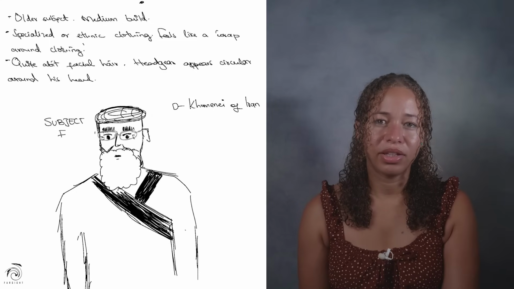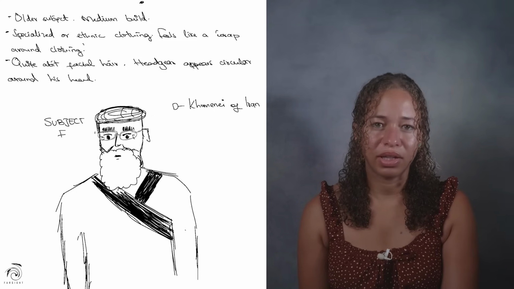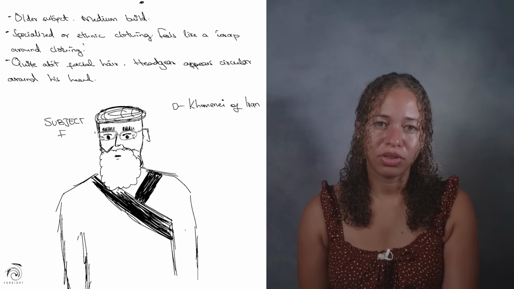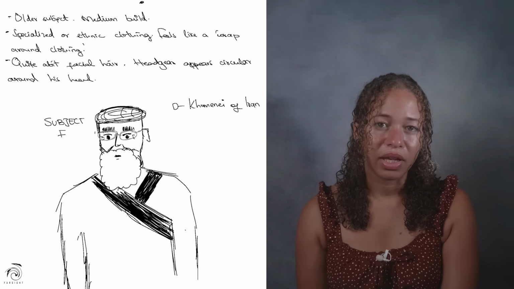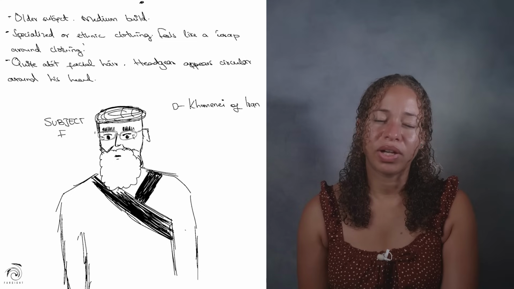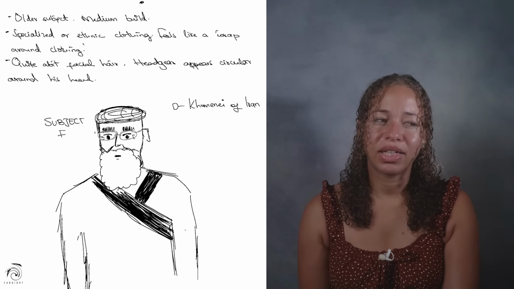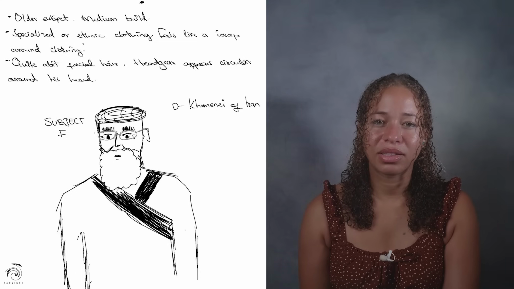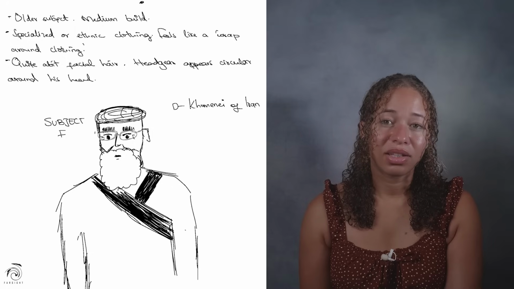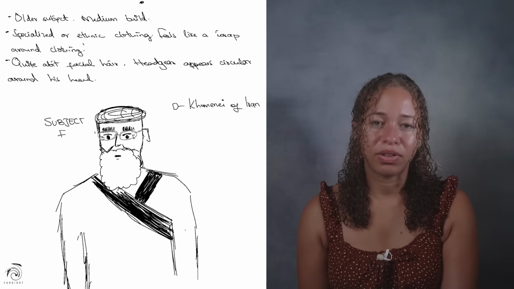I'm also seeing headgear that's circular around his head. So this is a sketch of subject F, and he also seems to be wearing some wiry eyewear, like glasses. I deduce the Khomeini of Iran.